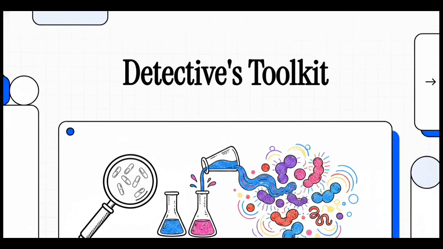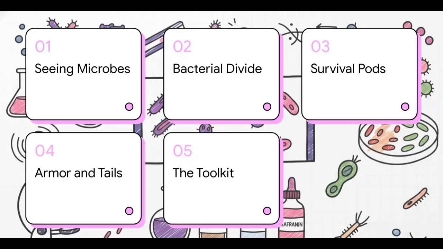So to crack the case, microbiologists have to rely on a brilliant array of chemical lenses that make this invisible world suddenly burst into color. Here's the game plan. We're going to start with basic visibility techniques, hit the heavy hitters of the Great Bacterial Divide, check out the tough survival pods, and wrap up with bacterial armor and tails. Let's get right to it.